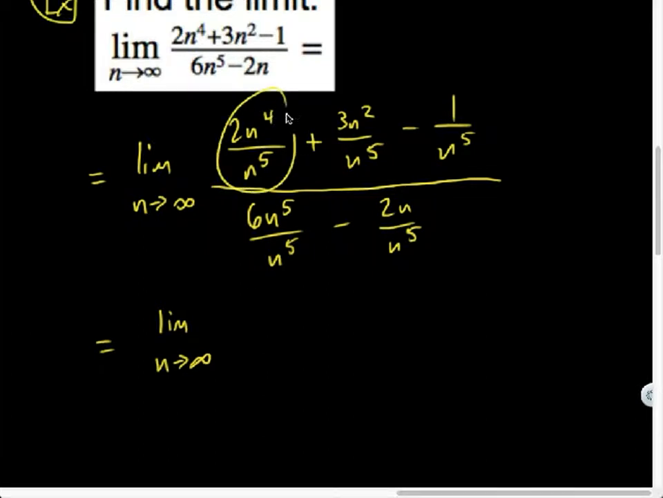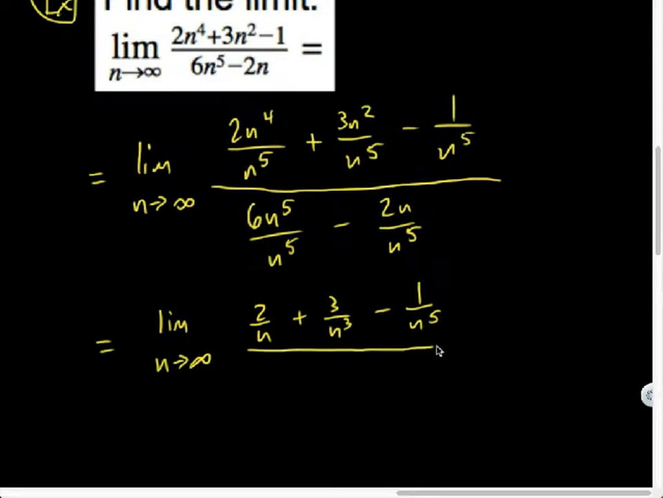So, this first term, what does that simplify to be? 2 over n. This one is 3 over n cubed, I believe. Minus 1 over n to the fifth can't be simplified any further. This guy simplifies to be 6 minus 2 over n to the fourth.